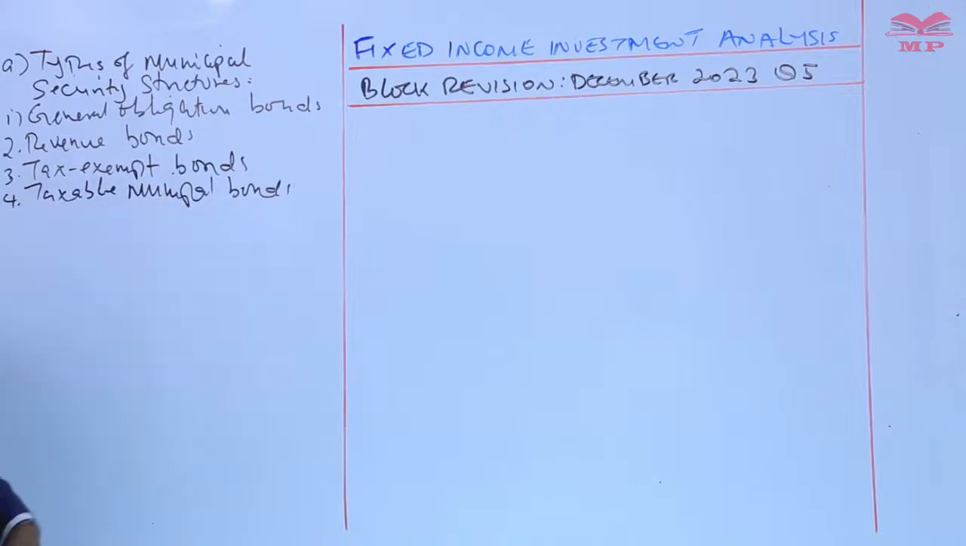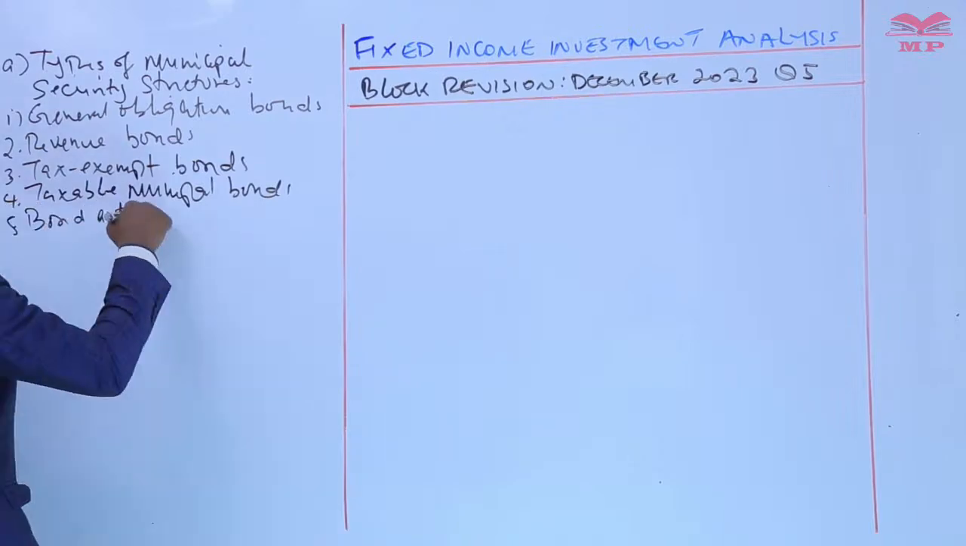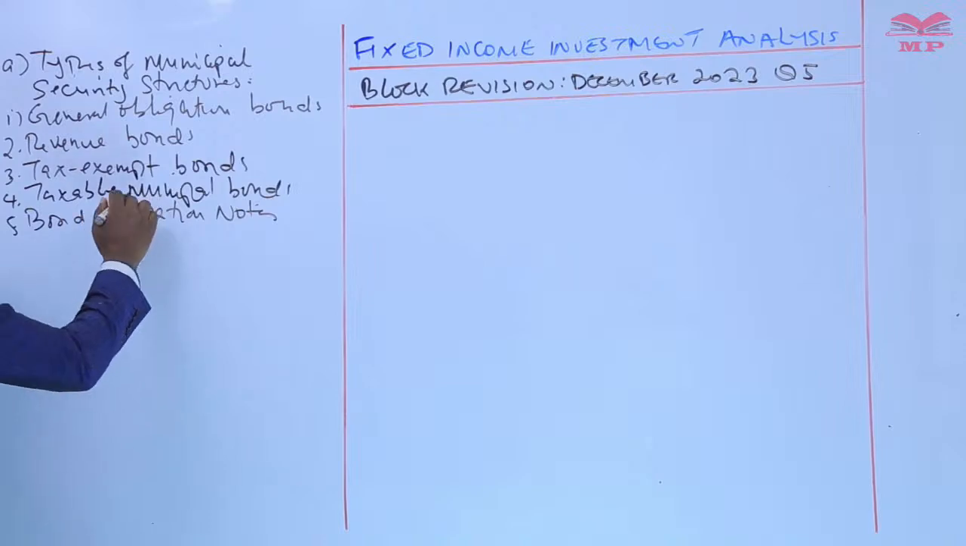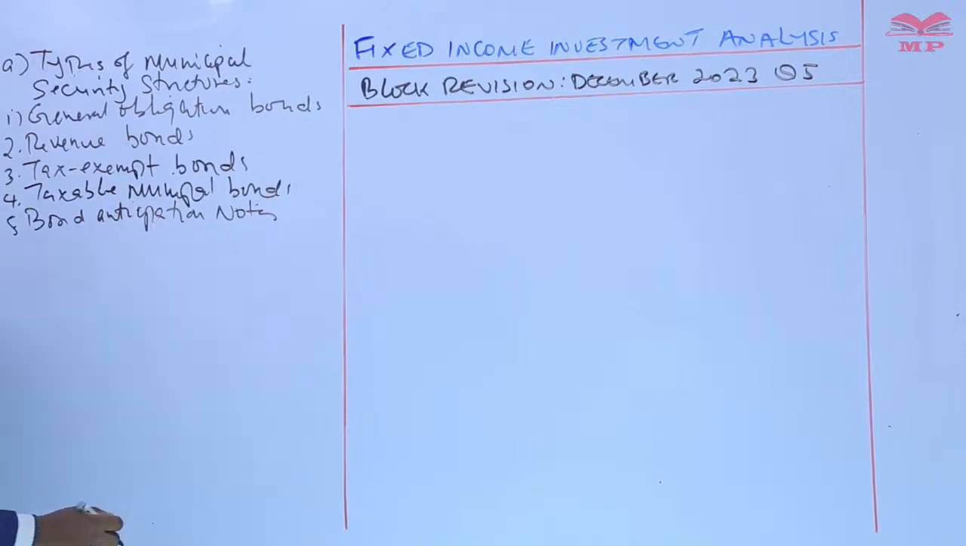Taxable municipal bonds. We may also have the bond anticipation notes. These are short-term securities issued by the municipal to finance immediate project costs.